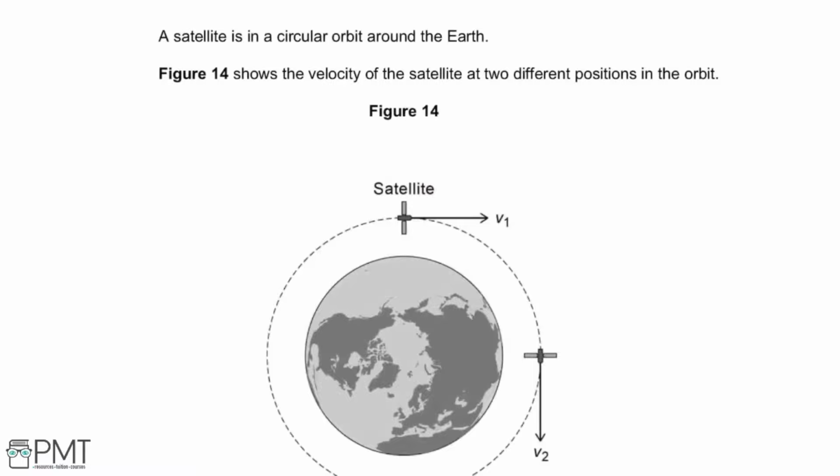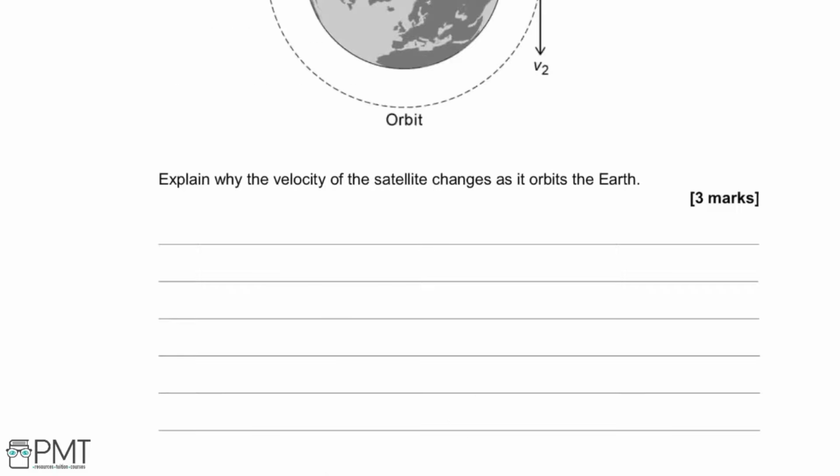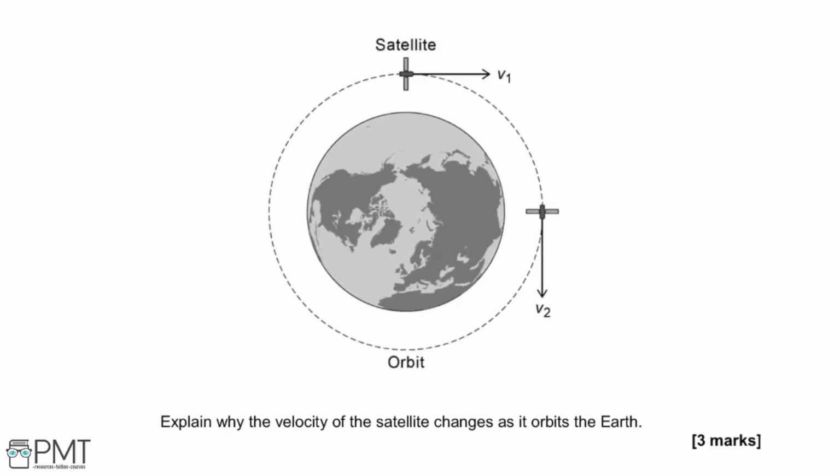A satellite is in a circular orbit around the Earth. Figure 14 shows the velocity of the satellite at 2 different positions in the orbit. Explain why the velocity of the satellite changes as it orbits the Earth. So the most important thing to note here is that the velocity of the satellite changes. Velocity is a vector quantity, and a vector quantity has both magnitude and direction.